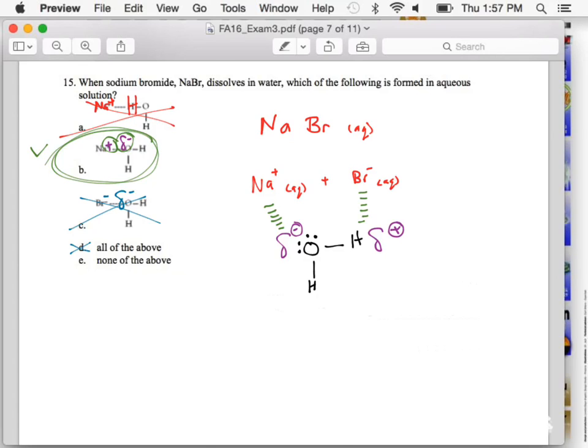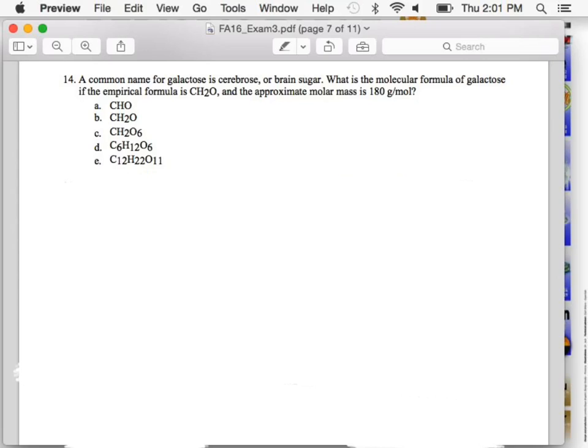14. Oh, we could have gone really fun with that. Galactose? Yeah, sorry. Just started to process some of the comic book stuff that could come out of this. Common name for galactose is cerebrose, or brain sugar.